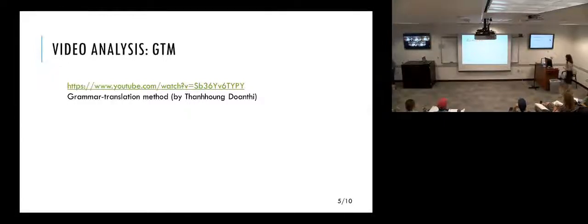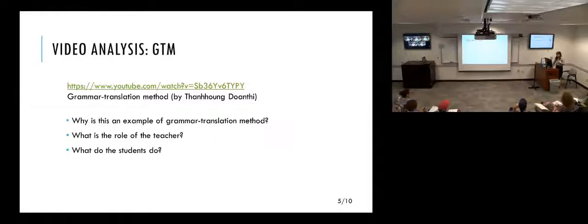Let's see. Try to think of the whole learning process, and I have 3 questions for you. Think about the following 3 questions, please. Why is this an example of the grammar translation method? Second, what is the role of the teacher? And the 3rd question, what do the students do? Okay, now let's go.